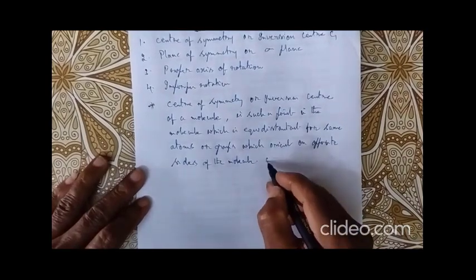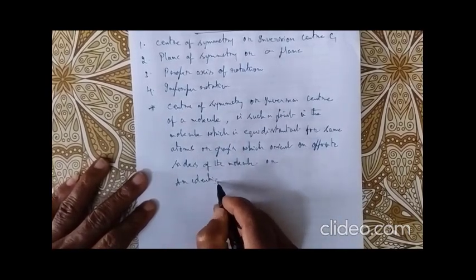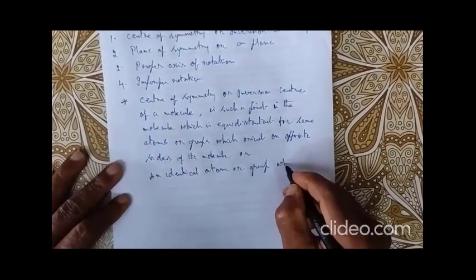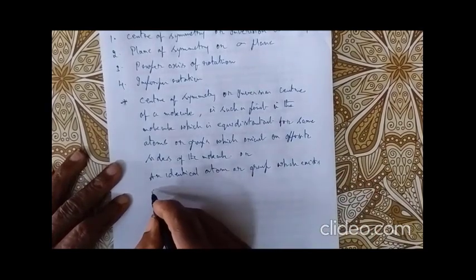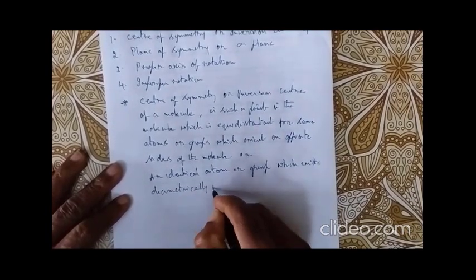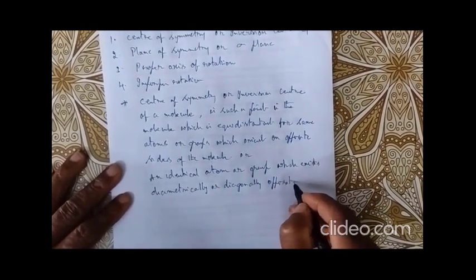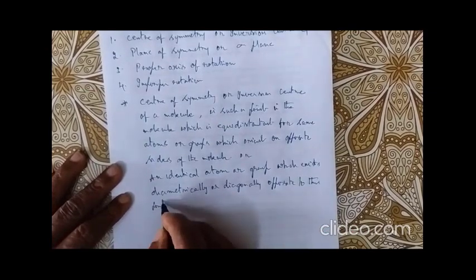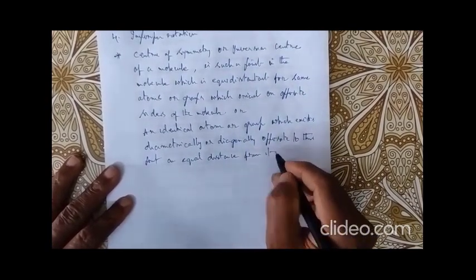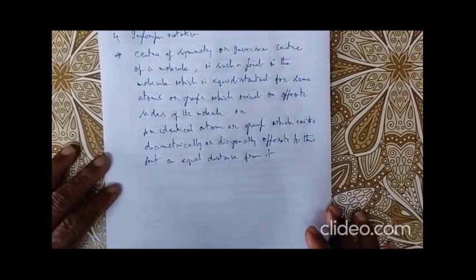Or center of symmetry is such a point in the molecule from which an identical atom or group, which exists diametrically or diagonally opposite to this point, is at an equal distance from it. Now let us try to understand this center of symmetry with an example.